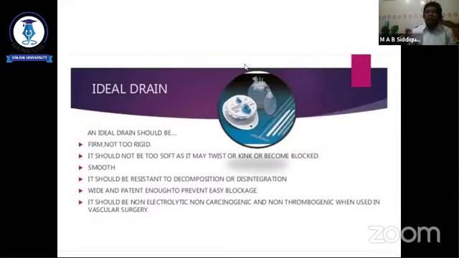So, the ideal drain. What are the criteria of an ideal drain? It should be firm, not too rigid. It should not be too soft, as it may twist, kink or become blocked, but it should not be too hard either. It will be smooth. It should be resistant to decomposition or disintegration. It should be wide and patent enough to prevent easy blockage, and it should be non-electrolytic, non-carcinogenic, and non-thermogenic when used in vascular surgery.